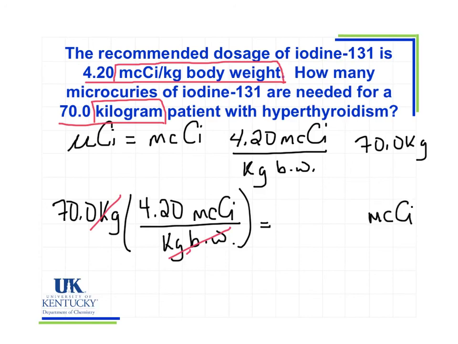And so I can do the calculation, and I get 70 times 4.20 equals 294 microcuries.